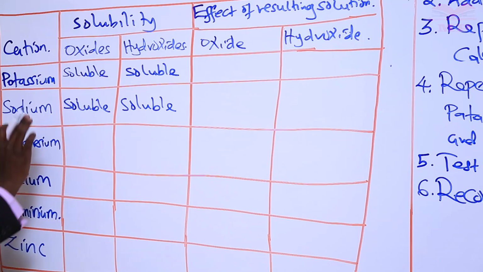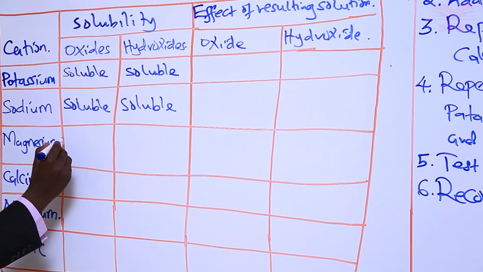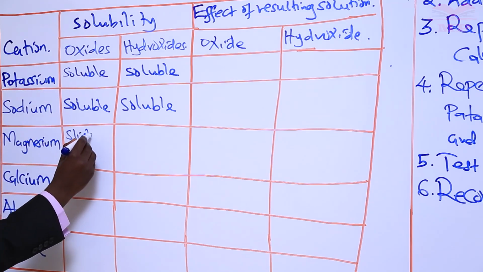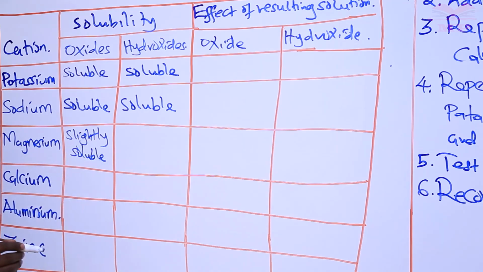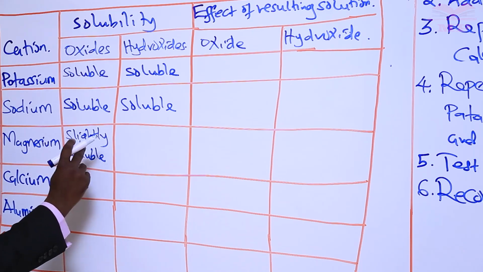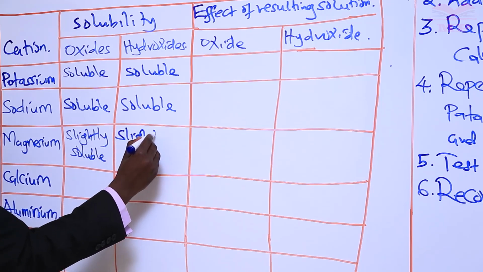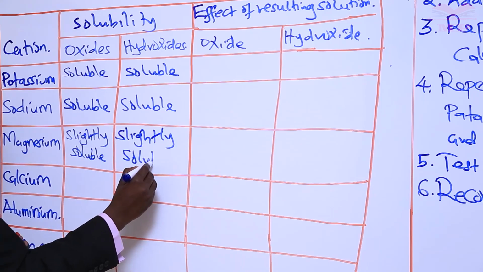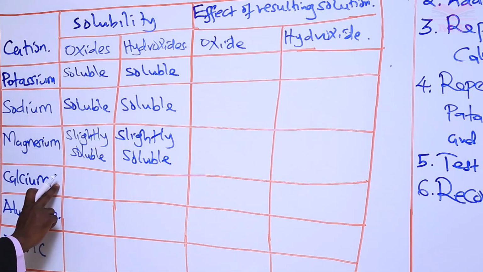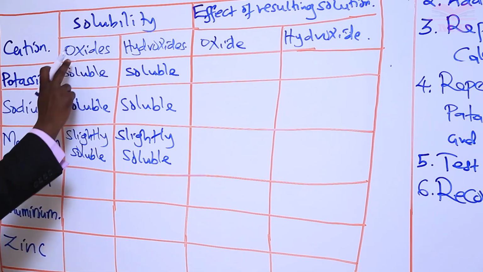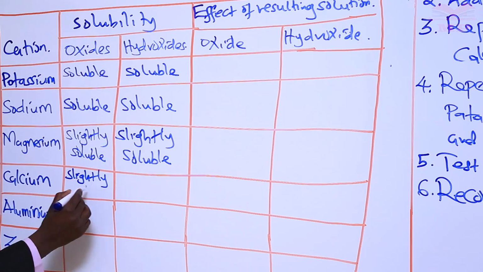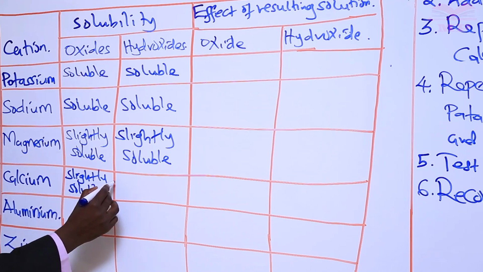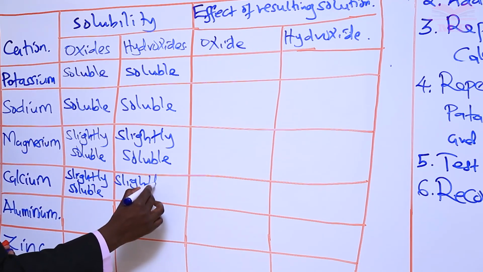We come to magnesium oxide and magnesium hydroxide. These two are slightly soluble. That means if you put magnesium hydroxide in water as well as magnesium oxide, part of it will dissolve. That's why we are saying it's slightly soluble. The same applies to calcium. Both calcium oxide and calcium hydroxide are also slightly soluble.